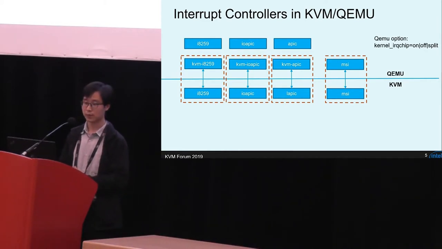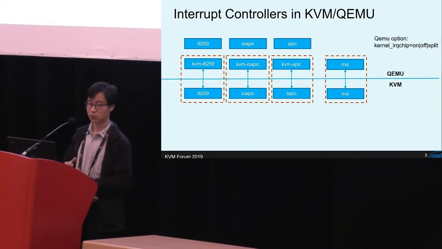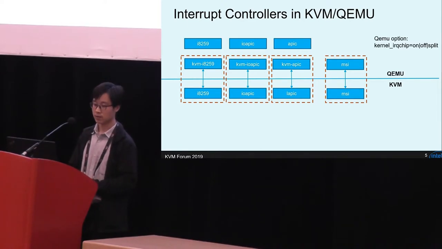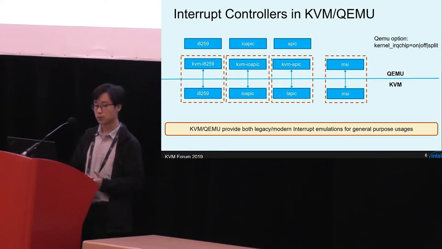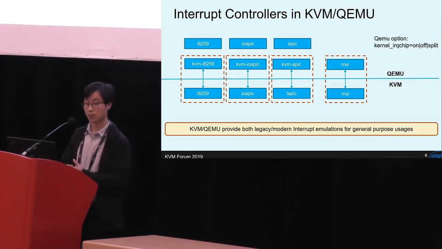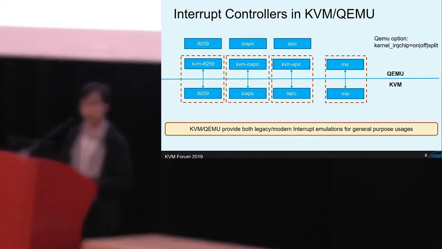Both QEMU and KVM provide interrupt controller emulation, in both the user space emulation and the kernel emulation, depending on what you really care about. For example, if you care about performance, then you use the KVM kernel emulation. If you care about security and don't want to expose the attack surface in the kernel, you probably want to use the QEMU emulation. You can also use combinations, so QEMU provides an option to use a combination. KVM and QEMU provide legacy and modern interrupt emulation for general purpose use cases.